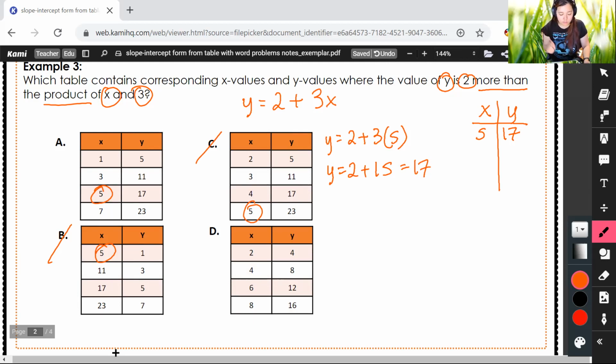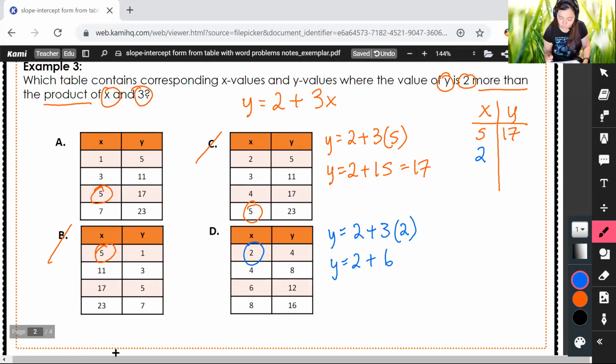So for us to narrow it down between A and D, now we want to choose one of these values from D, right? Because A and D, unfortunately, don't have any x values in common. So let's just choose one of these x values from D to see if D works out. Let's just do 2. Y equals 2 plus 3 times 2. That's y equals 2 plus 6, which is 8. This is not 8. It's supposed to be 8. So now we cancel out D.